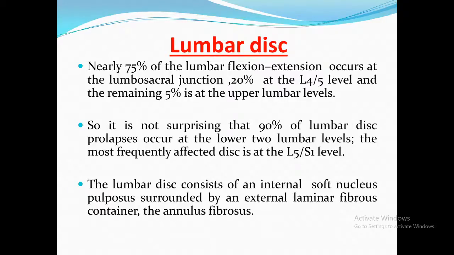The anatomy of the lumbar disc consists of annulus fibrosus and nucleus pulposus. The most common level of lumbar disc prolapse is between L4 and L5 vertebrae.